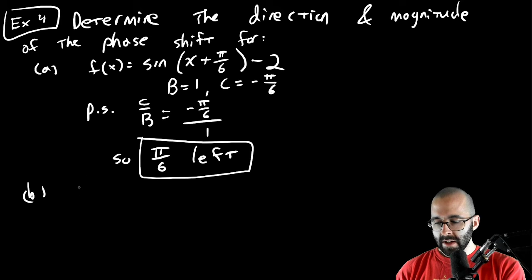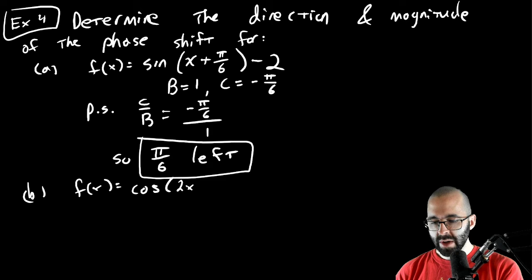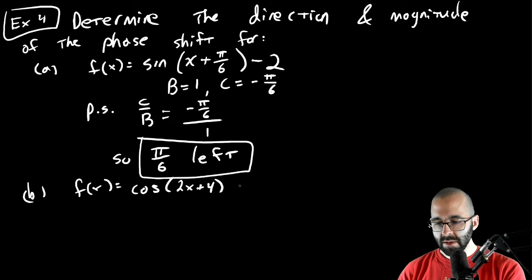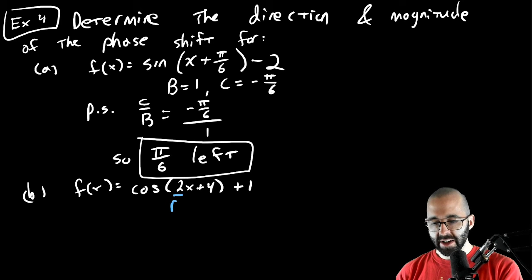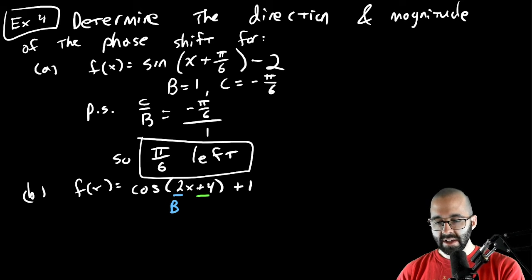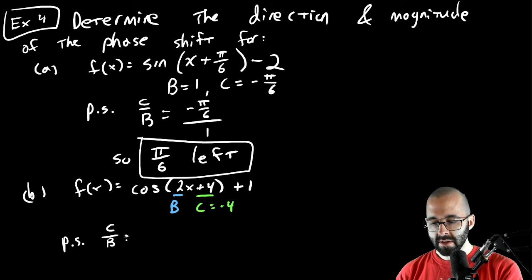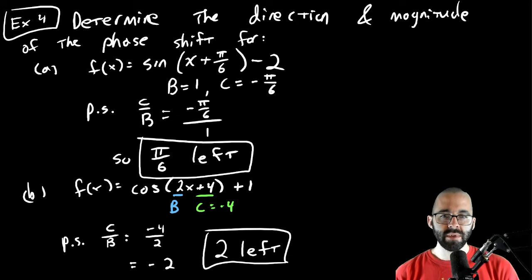In part B, if we look at f of x equals the cosine of 2x plus 4, plus 1. Again, this is our b value right here. C value, C is negative 4. Watch out for that. Then again, the phase shift is just C over B, or negative 4 divided by 2, which simplifies to negative 2. Phase shift of 2 units to the left.